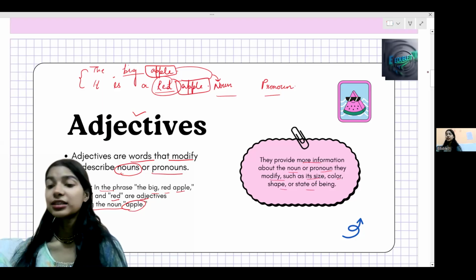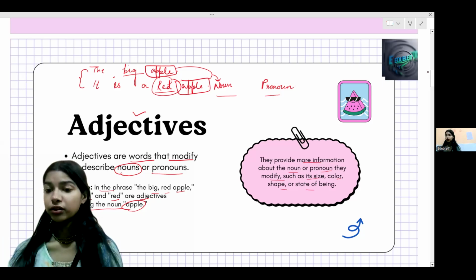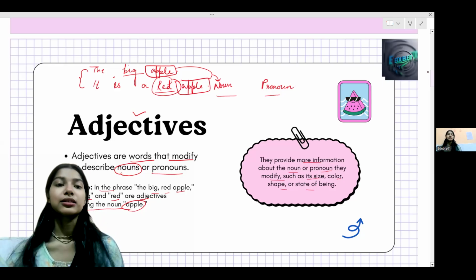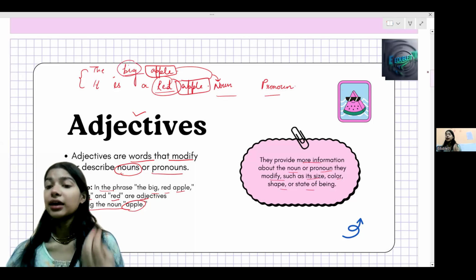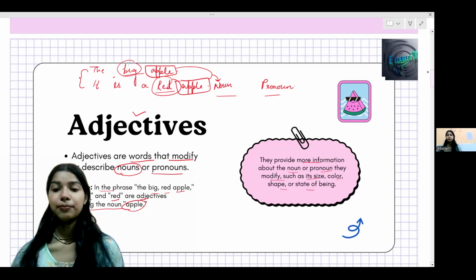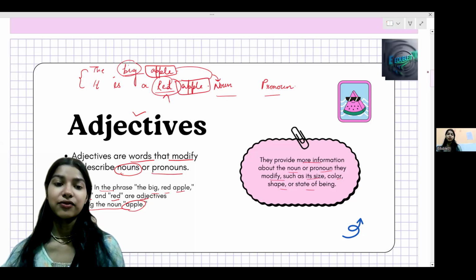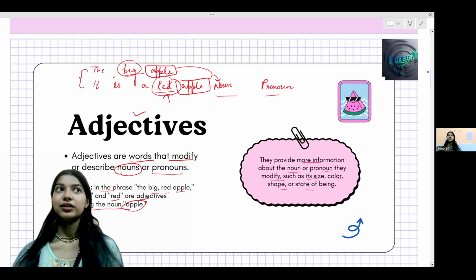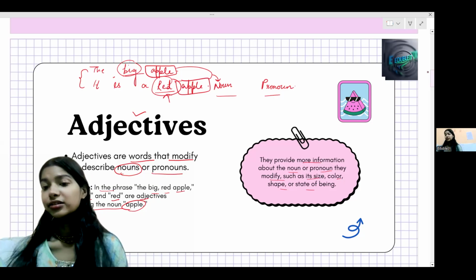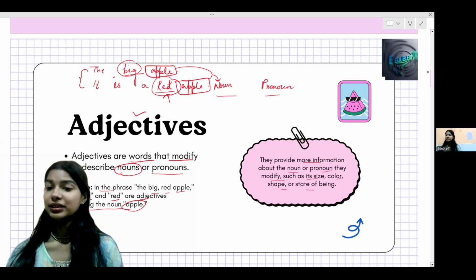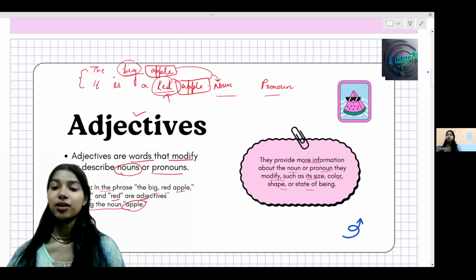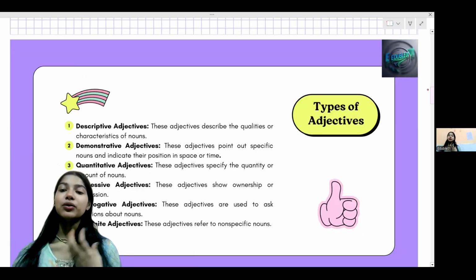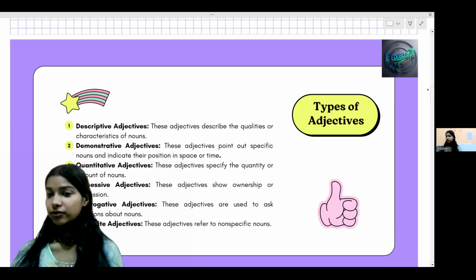Just like that, it tells us more information about any noun or any pronoun. Size it can be, just like we saw right now, it's a big apple. It is telling us the size of the apple. Color, that is red, we have seen. Shape, we can say the pizza is of triangle shape. And state of being, just like the ball is at rest position. So these are the sentences which are describing the nouns or the pronouns. Okay.